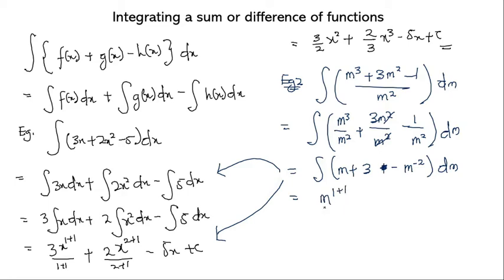I add 1 to it, then I divide by what? The new power, which is 1 plus 1, then plus, this is a constant. I know if I integrate a constant, I add what? S to it, but in this case I'm using m, not s, so I add m to it, so it becomes 3m.